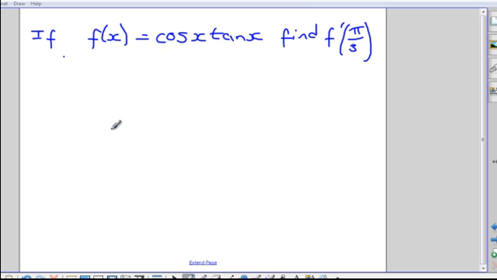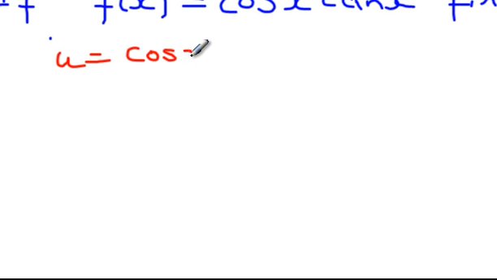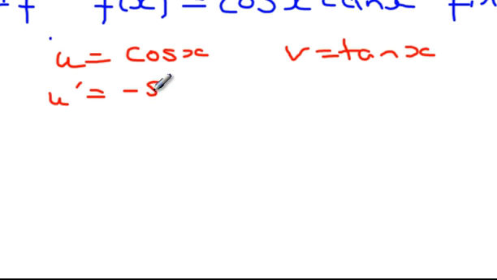So let's start by defining all of our various parts of the product rule. Let u equal cos x, v equal tan x. Differentiate u to get u dashed. To find out what happens when we differentiate cos, we get minus sine. When we differentiate tan, we get v dashed is equal to sec squared.